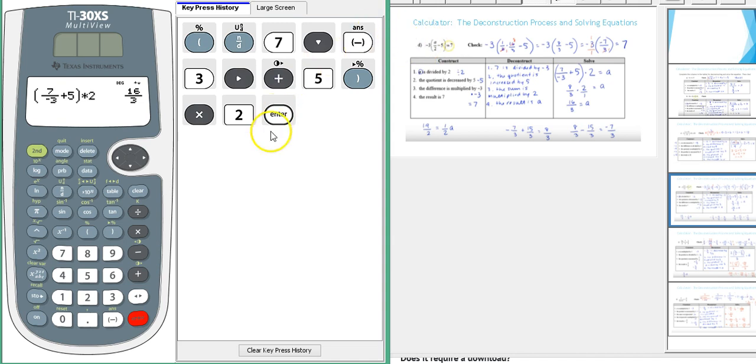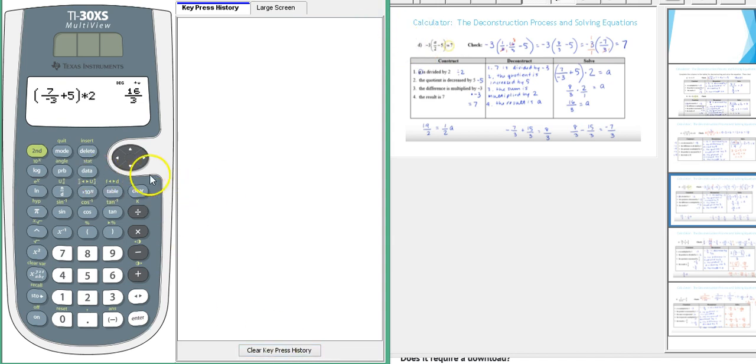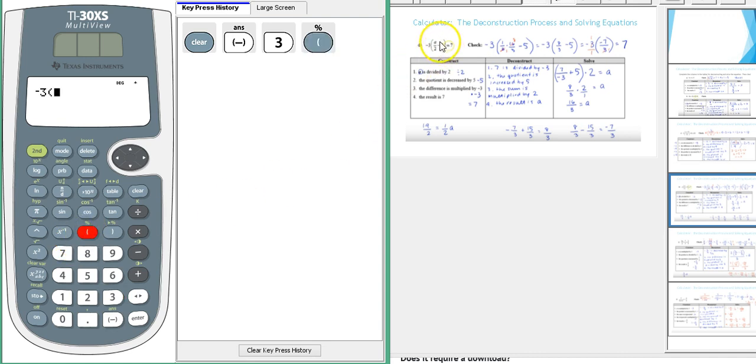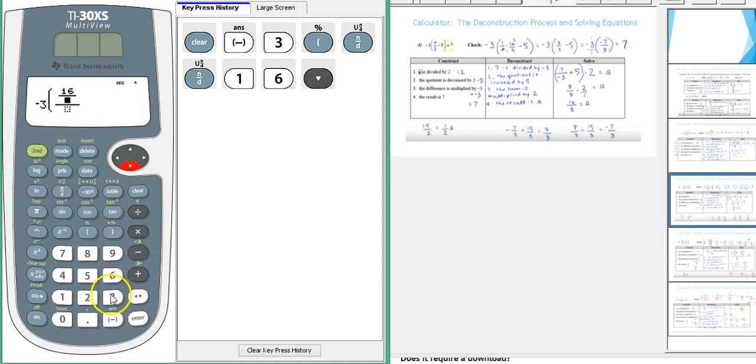So now let's check this. This is going to be handy for checking this. It's going to be a little bit messy, but we can put fractions in fractions. So first we're going to start with negative 3, parentheses. Now we need a over 2, which is a fraction, so I'm going to hit the fraction button. Now I want to replace a with 16 thirds. So I'm going to hit the fraction button again, and put 16 thirds.